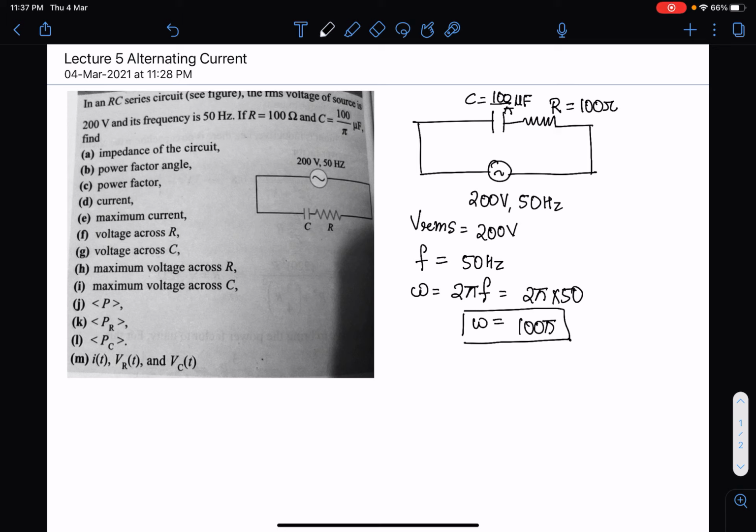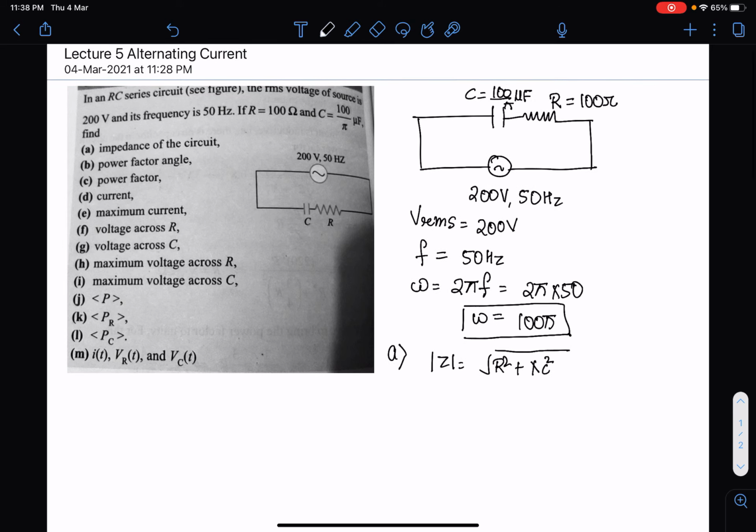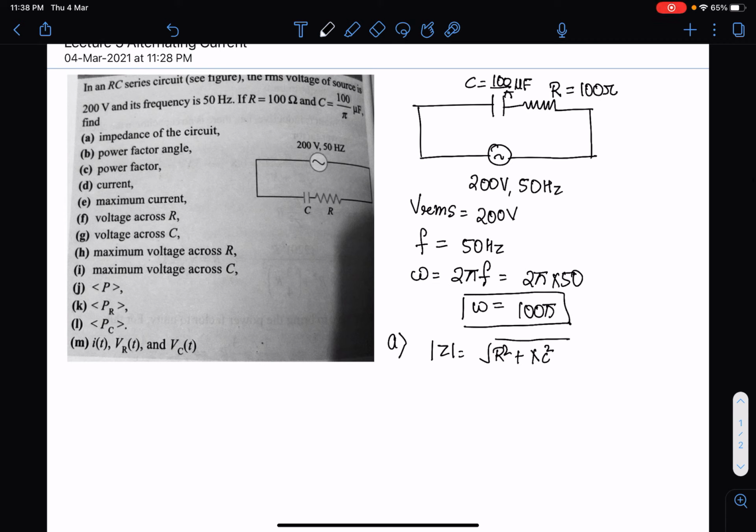So first we have to calculate the impedance of this circuit, right? So the first part is calculation of impedance of the circuit. In this circuit there are two components, resistor and the capacitor. So you can calculate impedance very easily. The impedance of this circuit will be under root of R square plus XC square, right? So first we'll calculate R. R is already given, it is 100 ohm. So we have to calculate XC.